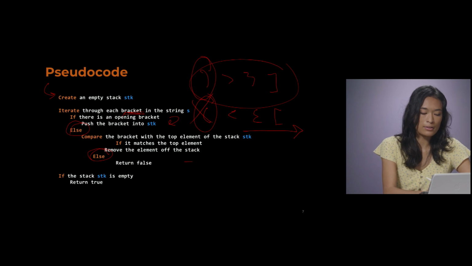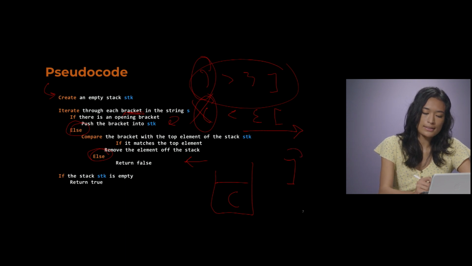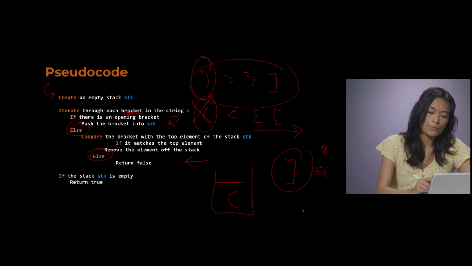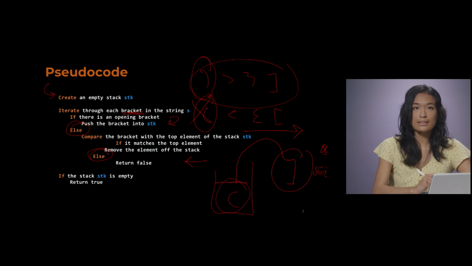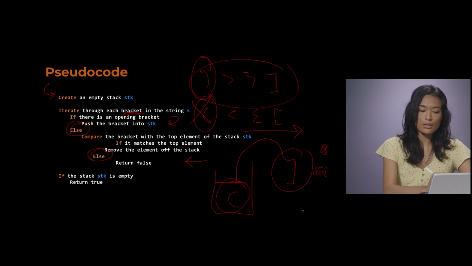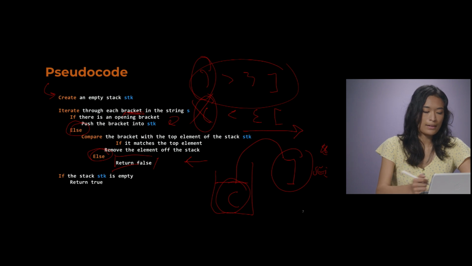If our top element of the stack does not match, we would reach this else statement and we would end up returning false because we would have a stack and we could have opening parentheses like that. And let's say we were closed by the wrong type of bracket. So this s.i would be compared with the top element of the stack. And there's a mismatch, there's a conflict. So we would immediately return false because we have an invalid pair of brackets.